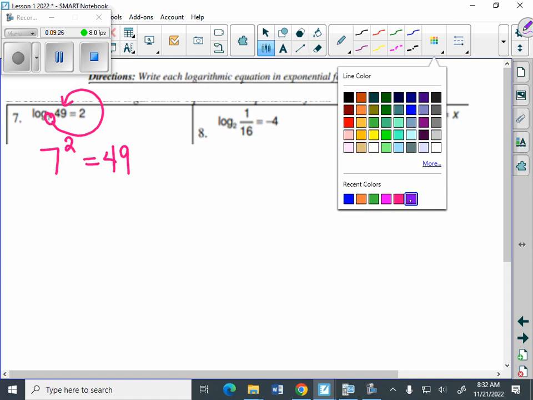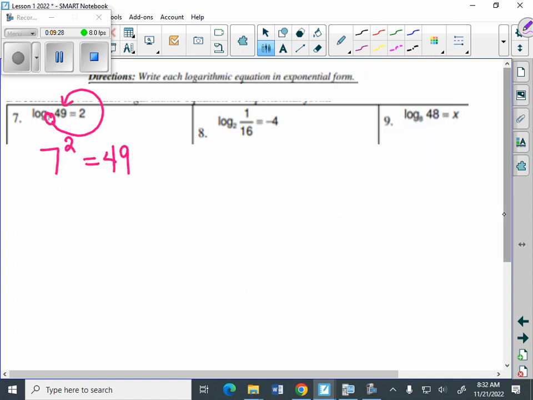When we look at number 8, again, we start with the base. There's our base of 2. And we're going to curly Q around. So this is going to be 2 to the negative 4. Again, a logarithm equals an exponent, and we just wrote the negative 4 in the exponent position. Seems logical. And then we equal 1/16.